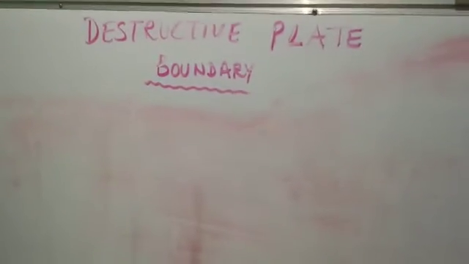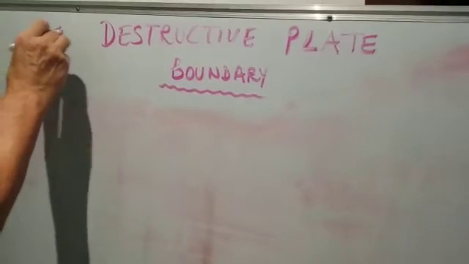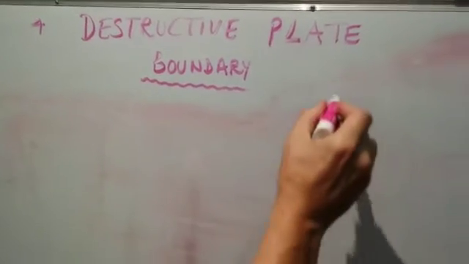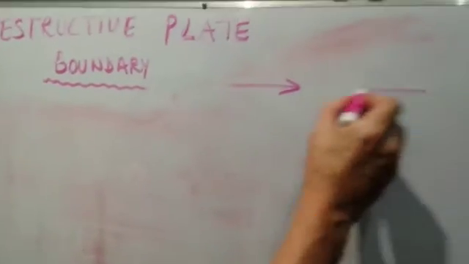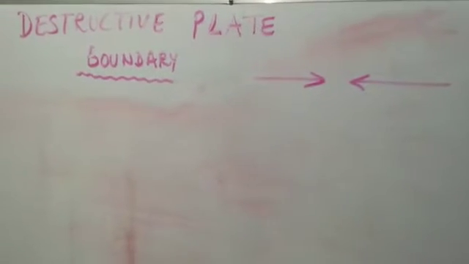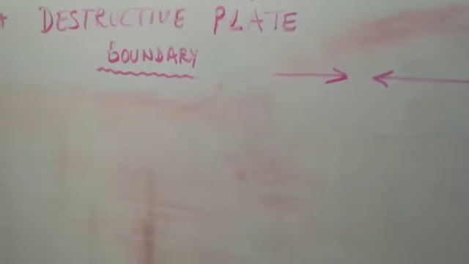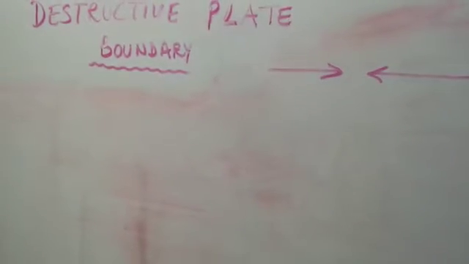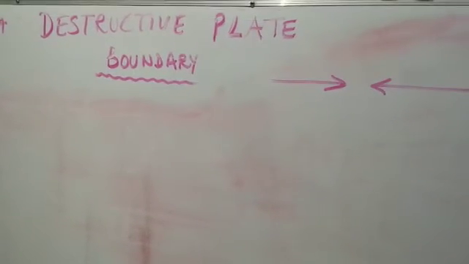Right, the fourth and final type of plate boundary is what we call a destructive plate boundary. Again, two plates are coming towards each other, so this is a convergent plate boundary. But on this occasion, we're going to have two different types of plates, an oceanic and a continental.